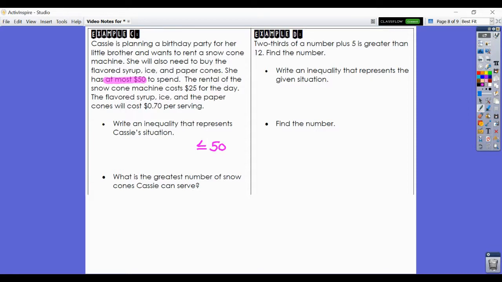The rental of the snow cone machine costs $25 for the day. So that's just for the day. That's a set fee, so that will be added and included in her total cost. What changes is the flavored syrup, ice, and paper cones will cost 70 cents per serving. Per is a great word for multiplication because we have to account for each time it is served. So 70 cents per serving.